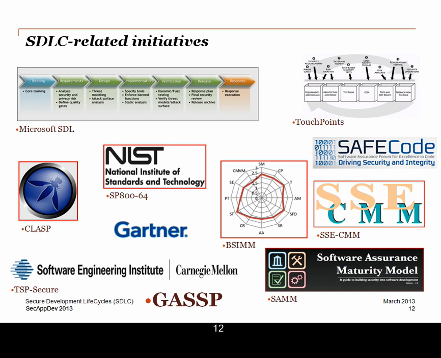Then you have the maturity models. These are BSIMM, SAMM, SSE-CMM. Those are maturity models. Again, I will explain one example of that. And these are more principles and how to address things. It's not really a process or maturity model, but for instance, these are the GASSP, the generally accepted security software principles. They don't give you direct advice on how to do things. They just say you should take that principle into account when building secure software.